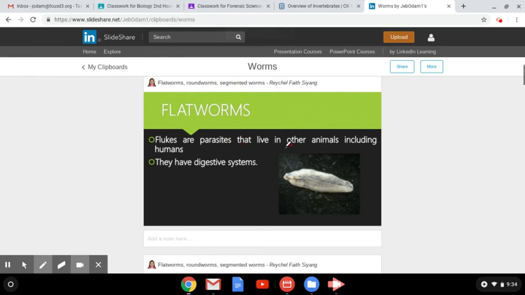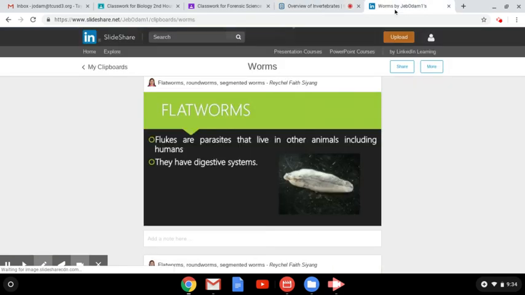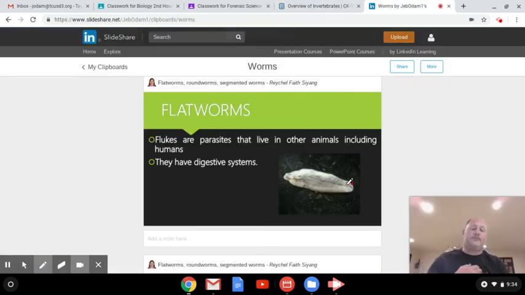Flukes are parasites that live in other animals, including humans. This is when we talk about complete digestive systems. If we go back to this slide here, the rise of the complete digestive system, we start to see that in the fluke. So that's kind of a big deal here when we talk about evolutionary trends.